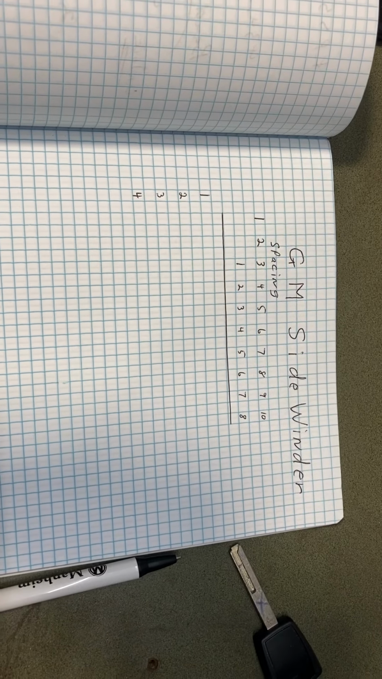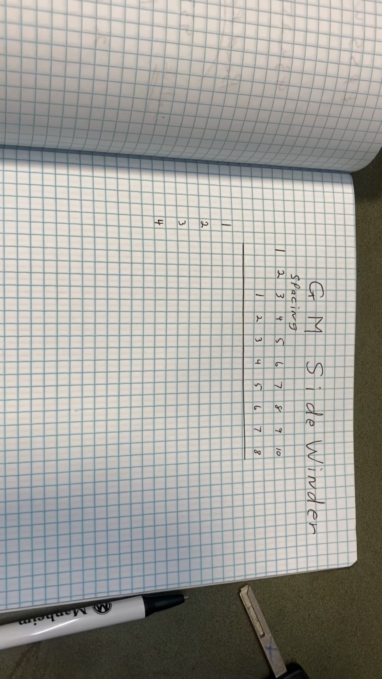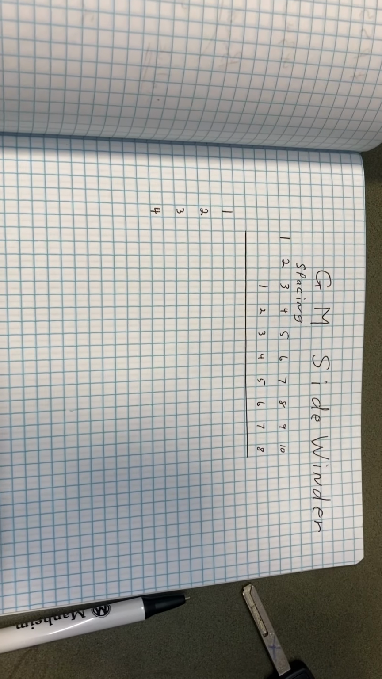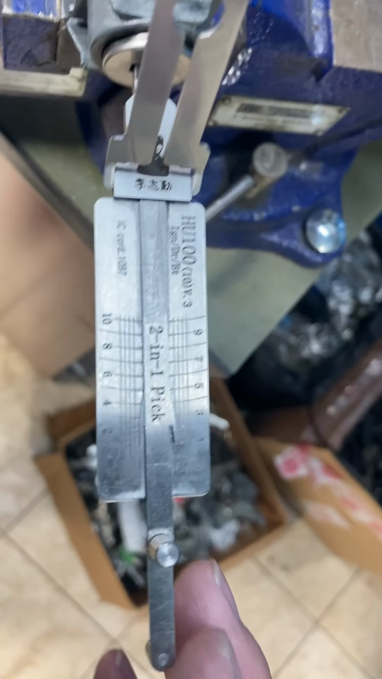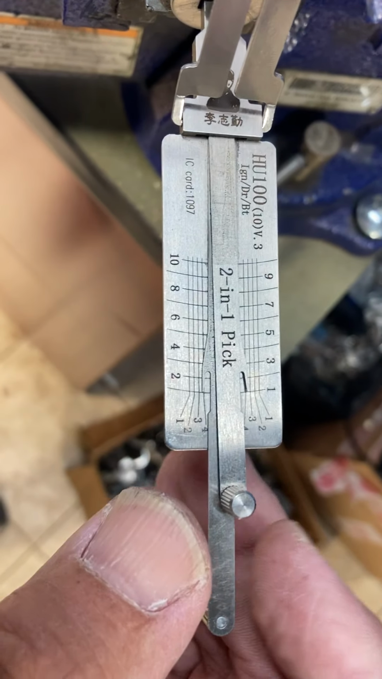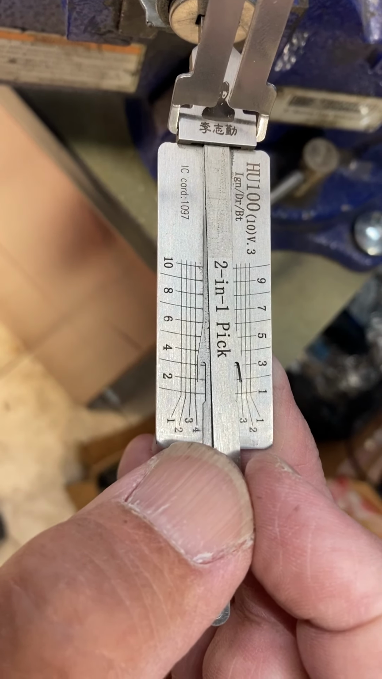What we want to do is pre-decode the lock. What I mean by pre-decode is we want to get information from the Lishi. Here we go. So 1 and 2 are not in the door because this is a 10 cut tool.